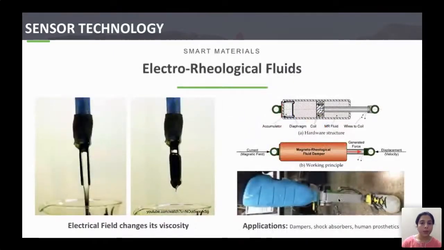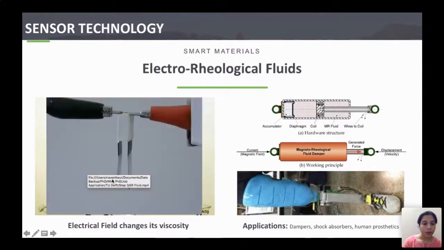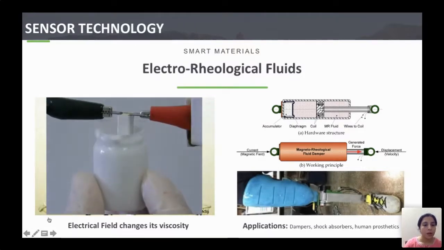So next type is the electrorheological fluids. They have the property that when an electrical field is applied across these materials, their viscosity changes. So let's see how. In this position, there is no electric field applied currently.